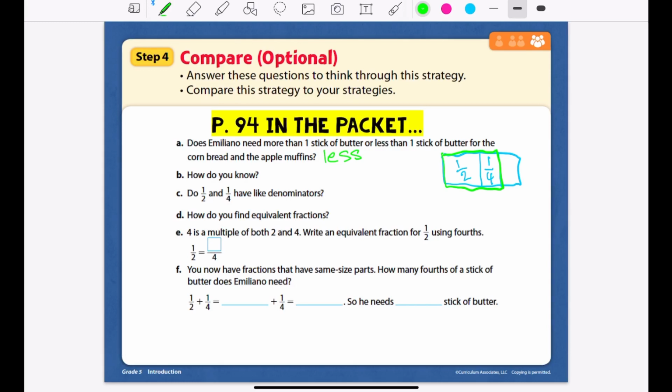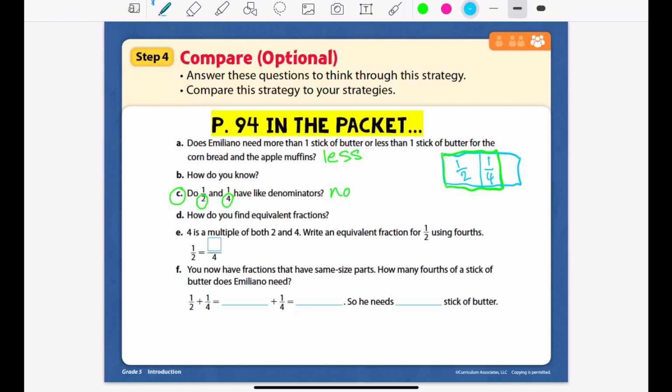And how do we know? We just explained that because 1/4 is less than 1/2, plus another 1/2 would have to be less than a whole. If we're looking at C, do 1/2 and 1/4 have like denominators? Well, if I look right here, what do you think? Those numbers are not the same, so they do not have like denominators.